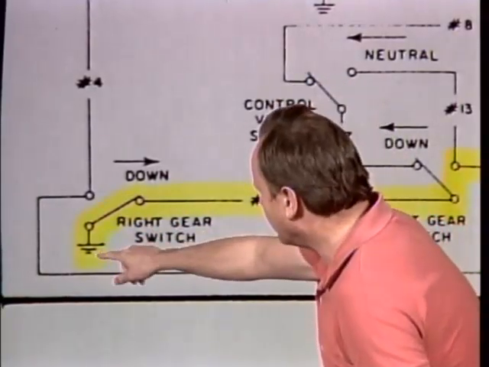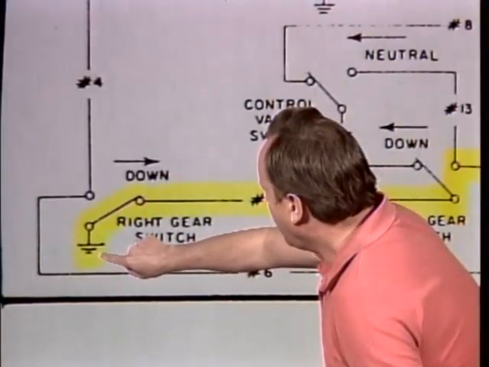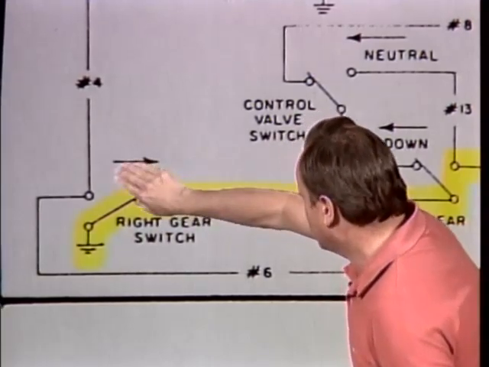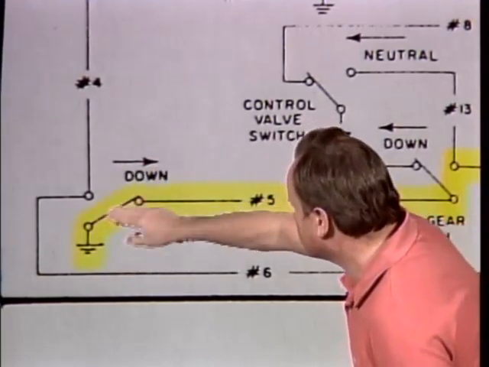First of all, we'll start with the ground in the lower left-hand corner of the drawing, and then we have the right gear down. That was the condition, and this arrow tells you the right gear is down when the switch is over in this position.